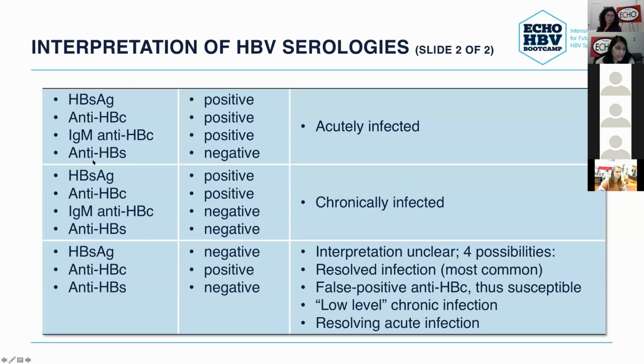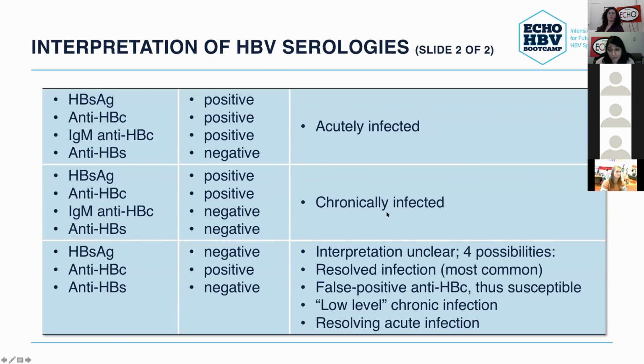The next category includes, again, somebody who's Hep B surface antigen positive, so they have active infection. And here what you see is that their core antibody is positive, and you check their IgM and their surface antibody, and both of those tests are negative. And this is most commonly what you'll see in somebody who's chronically infected.